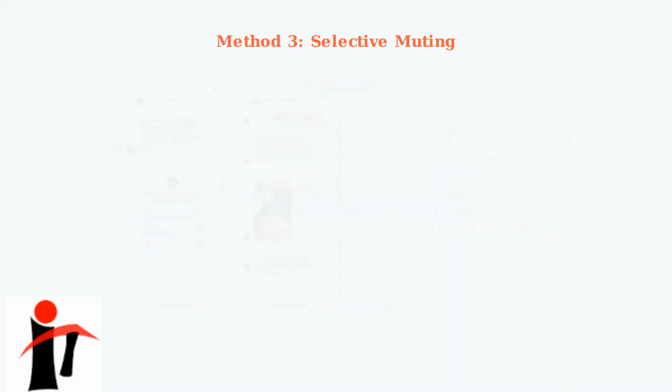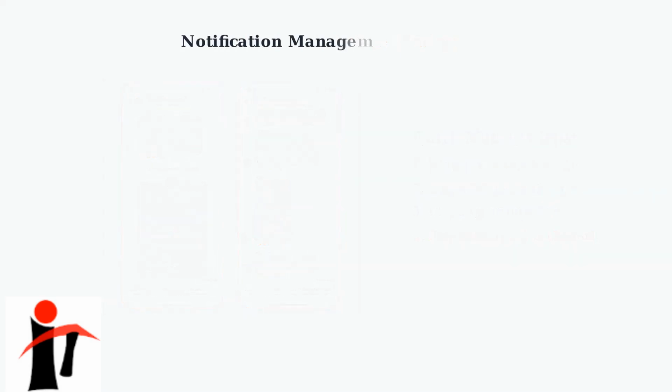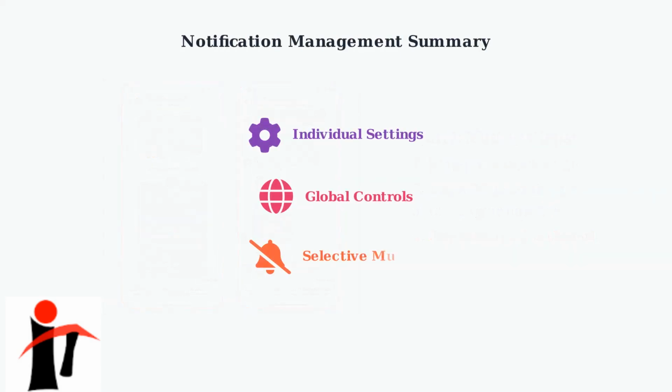Here's what a typical broadcast channel looks like. You can see updates from creators, and by long pressing any message, you can access the muting options without leaving the channel entirely. These three methods give you complete control over Instagram broadcast channel notifications. Whether you prefer individual channel management, global settings, or selective muting, you can customize your notification experience to match your preferences.